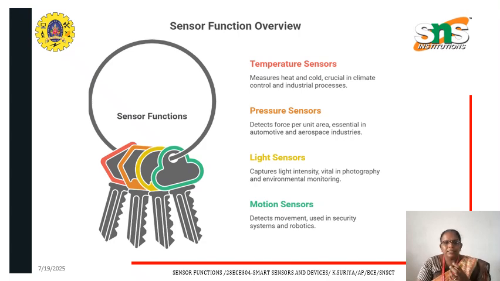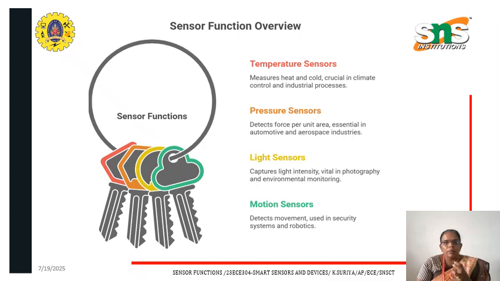Next one is the light sensors, which are also known as optical sensors. They are used to measure the light intensity or detect objects through light reflection. Some of the examples are photodiodes or phototransistors, which detect the light levels. Then next one is the LDR, which is light dependent resistor. In this, the resistance changes with light intensity. It is used in applications like street lighting, cameras, automatic brightness control, etc.